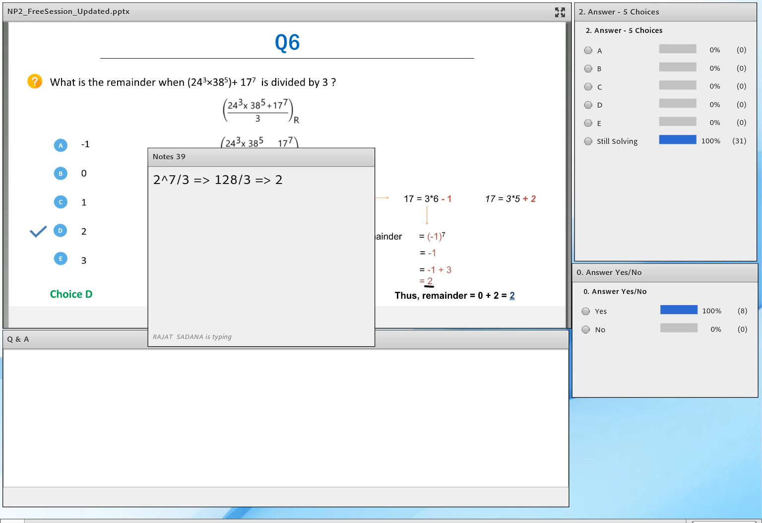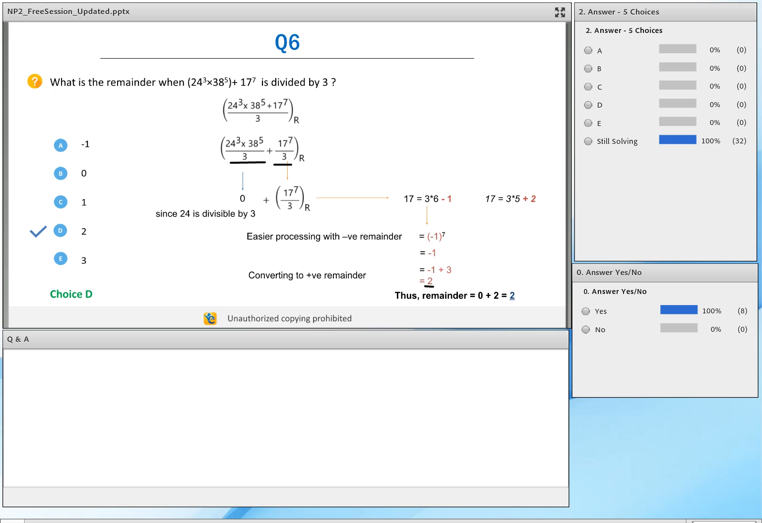Again, 128 by 3: 128 is 3 times, I believe, 42 plus 2, which means that the remainder is 2, sorry. Okay, that's how you do it with positive remainders. But again, that's not how you would want to go about doing it.